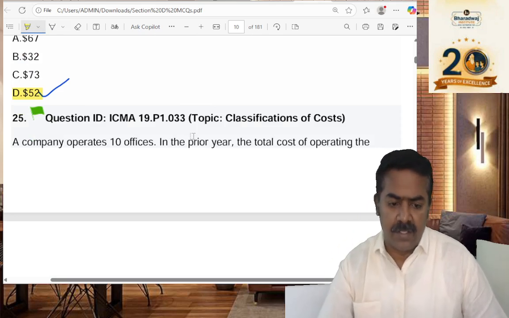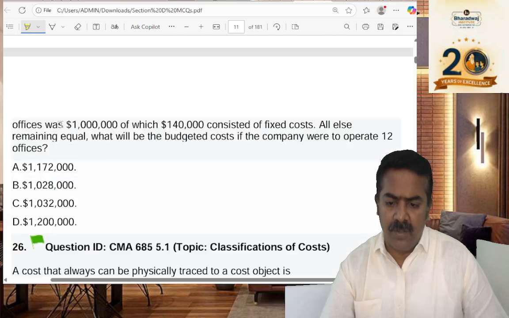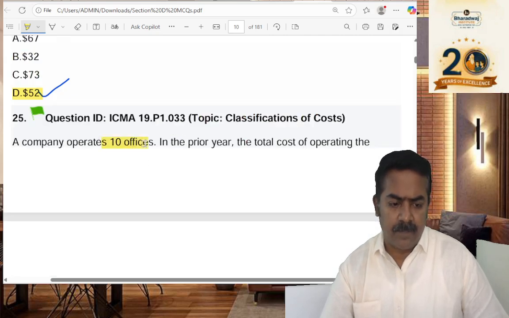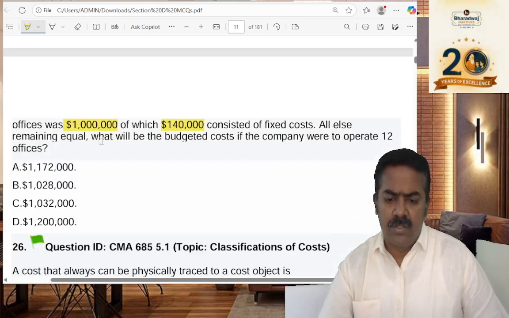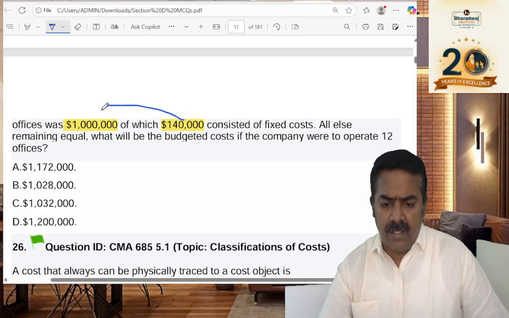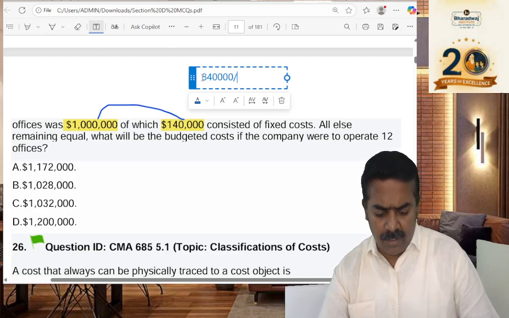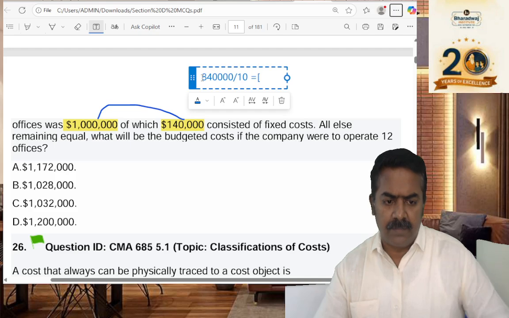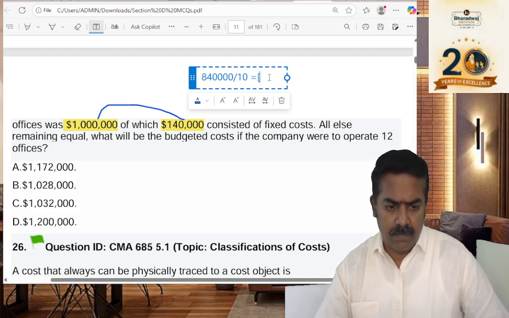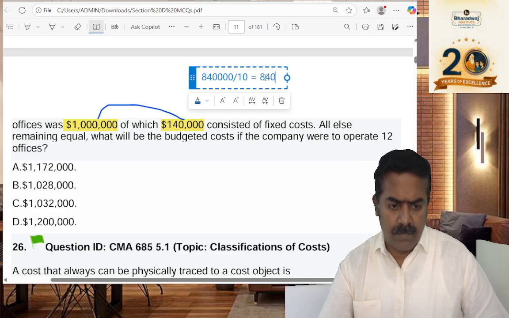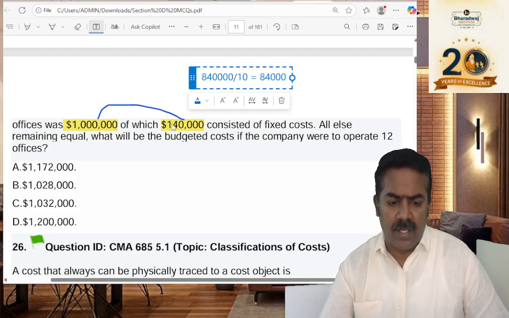A company operated 10 offices in the previous year. Total cost of operating was 10 lakh, in that 1,40,000 is fixed cost. This is 10 offices total cost. So balance will be variable cost. 8,60,000 divided by 10 offices. What is the variable cost per unit? 1 million minus 1,40,000.